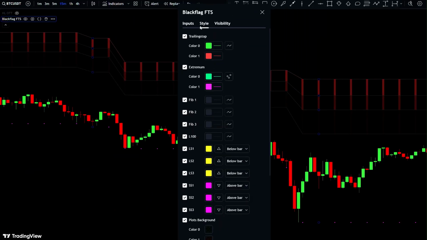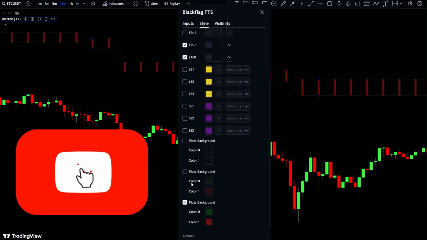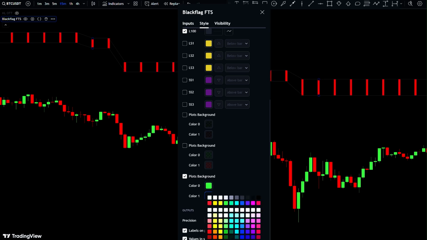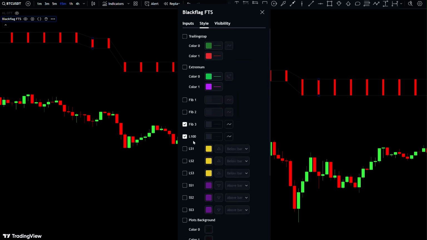Now let's clean up the chart a bit. Go to the style tab. We're going to disable most of the options here to just keep things clear. Keep the FIB3, L100 and very last plot background options checked. Then everything else, go ahead and uncheck it. Finally, make the plot background a little more visible on your chart. This will make it much easier to see what's going on. Trust me, this little tweak makes a big difference.